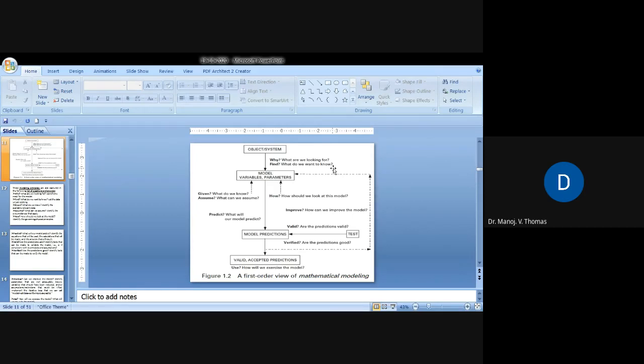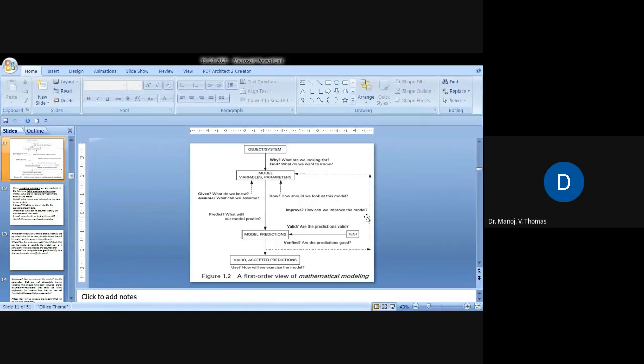What I'm telling is a general outline of how to look at this, what the purpose of mathematical modeling is, how it can be used, and what the underlying principles are. It will vary from situation to situation or case to case. Then we have a model, with a lot of variables and parameters. Some of them will be known, some unknown. Then another question is how? How should we look at this model? That points to the model.